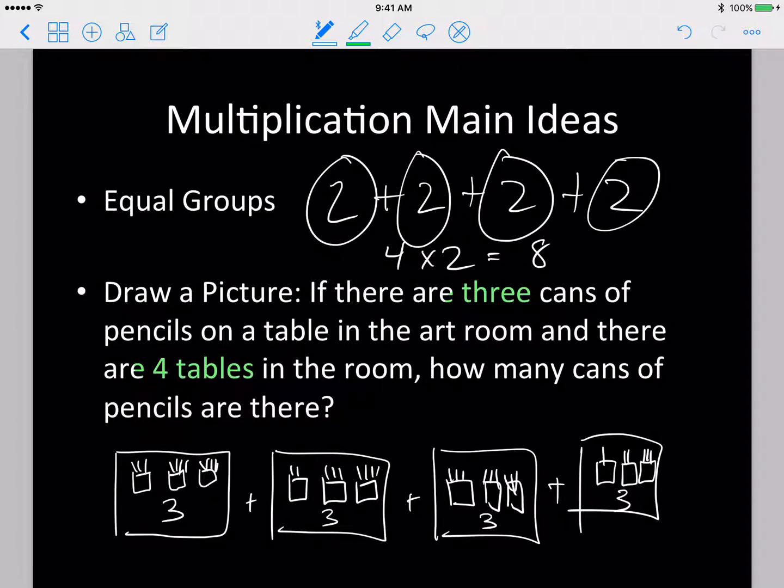So we can skip count. 3 plus 3 is 6, right? And then 6 plus this 3 is 9. And then 9 plus this 3 is equal to 12. So we know that there are 12 cans of pencils.